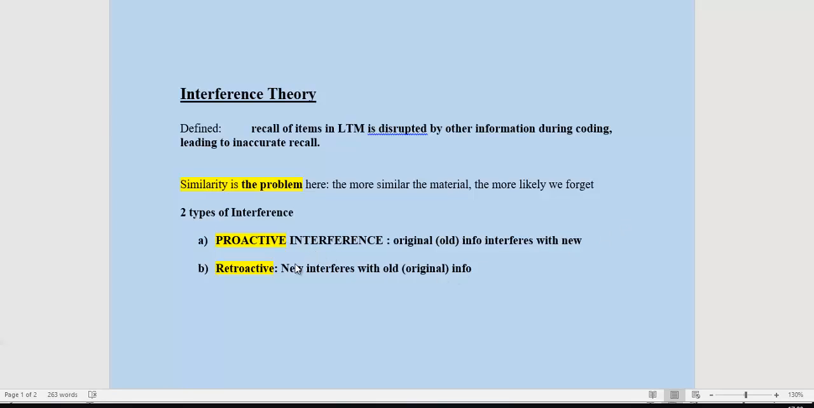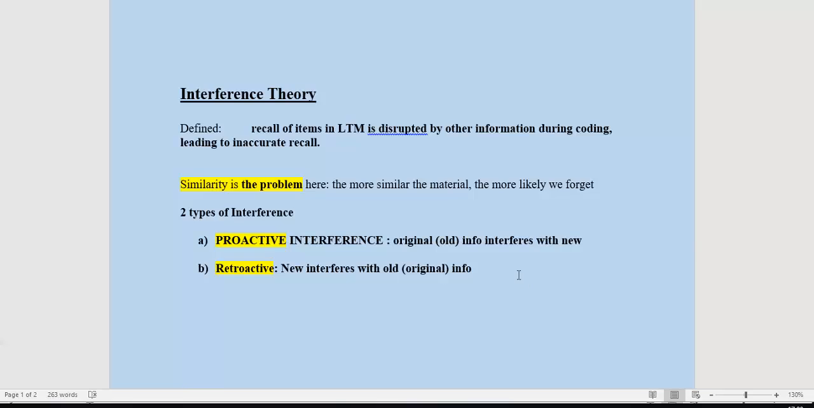Two types of interference, proactive and retroactive. Proactive is when the original, old, interferes with new, and retroactive is the reverse. So the new information is interfering with the old information. Let me show you an idea of how to make sure you don't get these two muddled up, because very, very often I see students who muddle them.